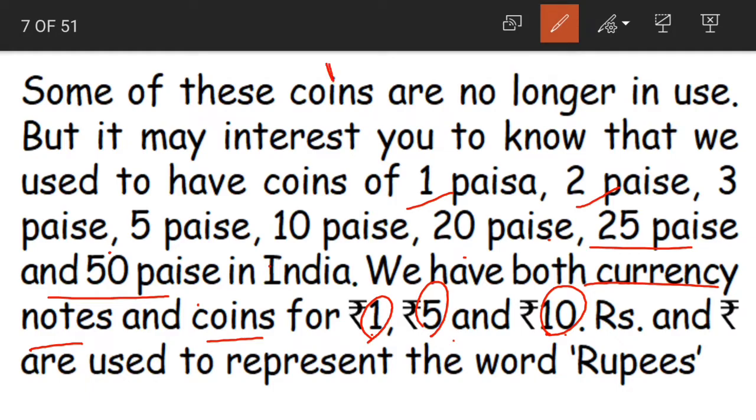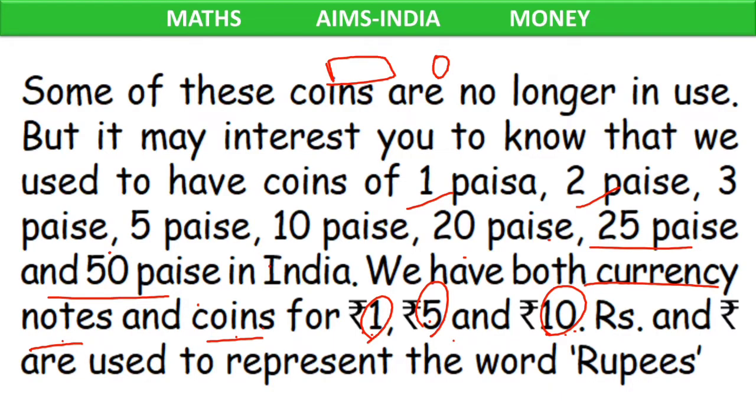Notes are what? Notes are paper based money. Yes, notes are papers, and coins are from metals. They are round in shape and it is made from metal. So for 1 rupee, 5 rupee and 10 rupees, we used to have both. We have both currency notes and coins.